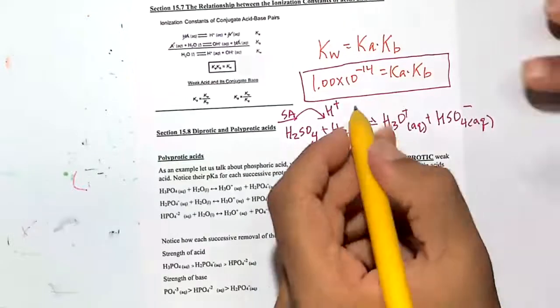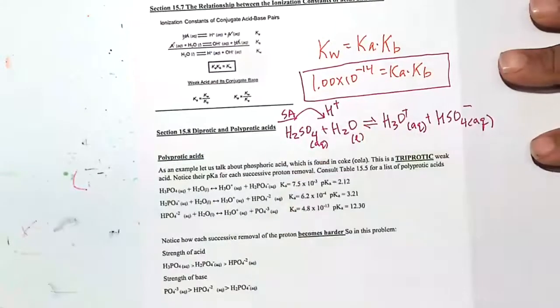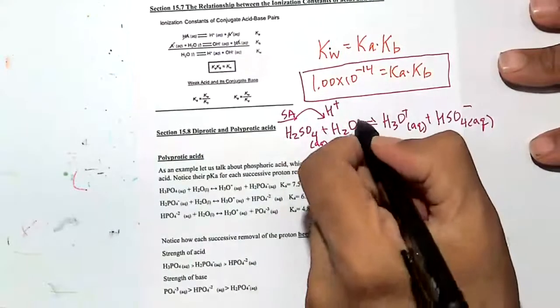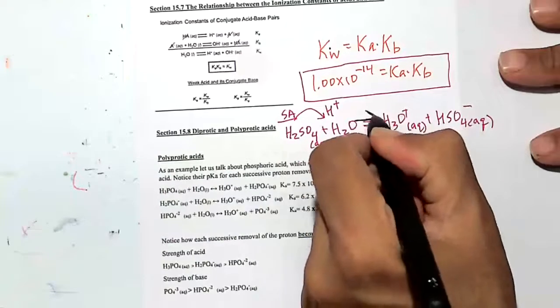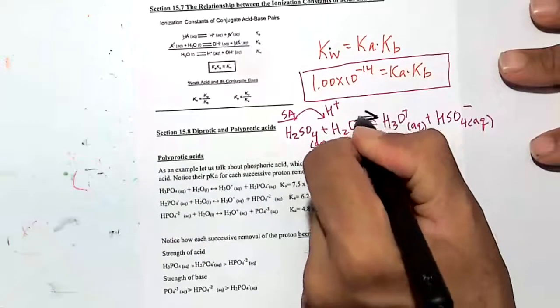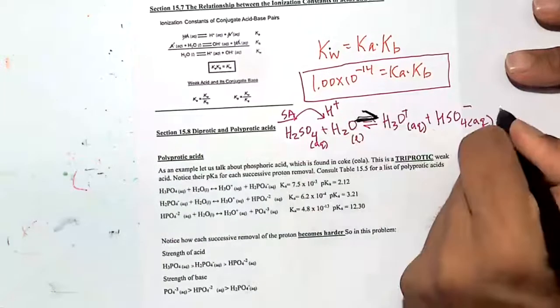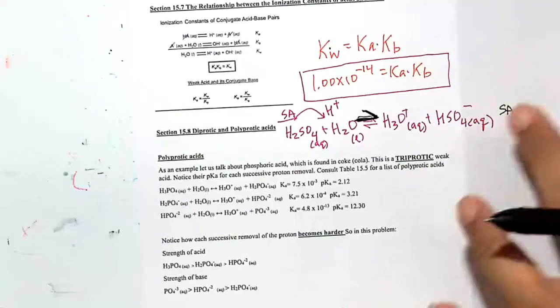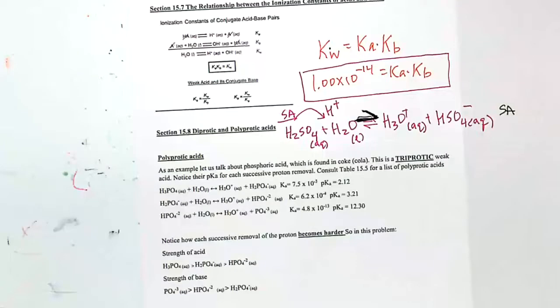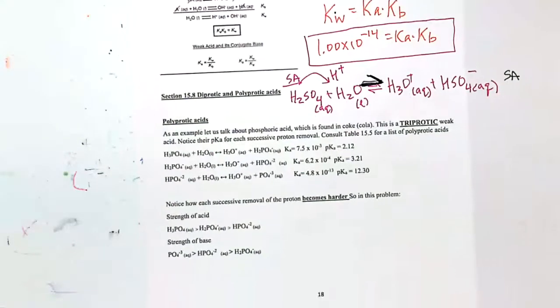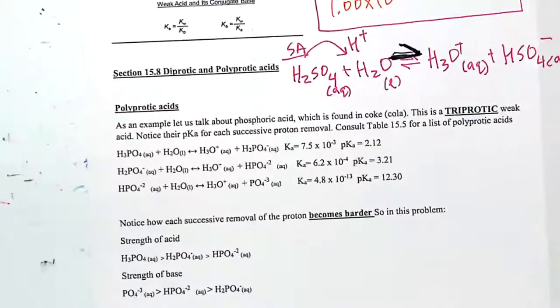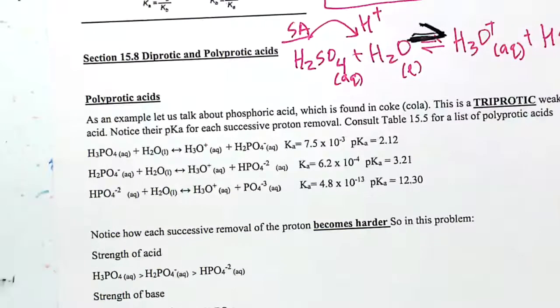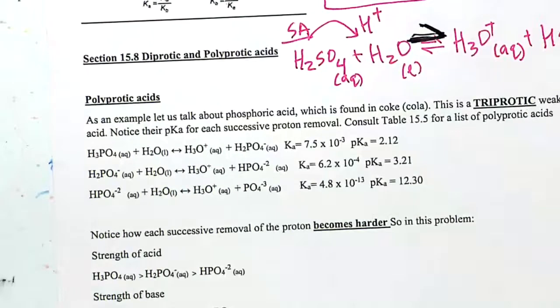This is considered strong, so what I really should do is make this one direction, one arrow going this way. And that's how it is. So this is strong. You would think the second proton is strong, but it's not. This is the trend I want you to know. Look at this example with me. This is called phosphoric acid, H3PO4.